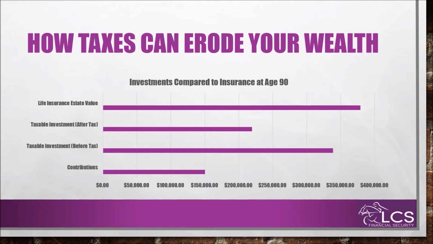The top line shows the value of the life insurance policy at age 90. Now this is if you took the policy out at age 60, I believe. The taxable investment, or the value of the investment after tax, is the second line. The third line is the value of that same investment before tax, and the bottom line is the amount of money that has been contributed over the 6-year period.